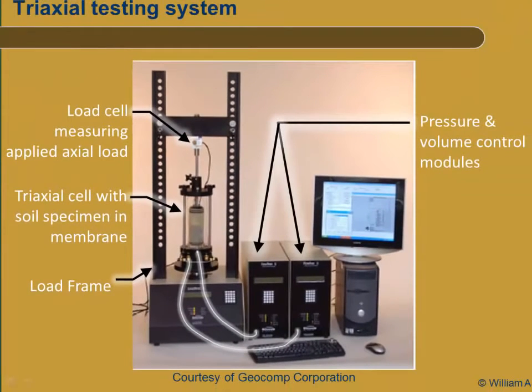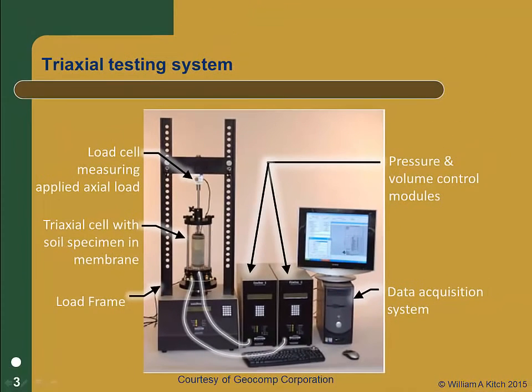Tubing connects the cell to pressure and volume control modules, which are used to regulate and measure the pressure within the cell as well as control the drainage of pore fluid out of the specimen. A computer data acquisition system controls the test and records the data. Now let's take a closer look at the triaxial cell itself.